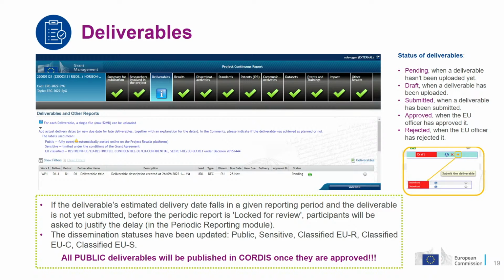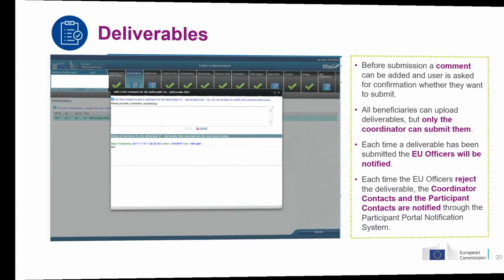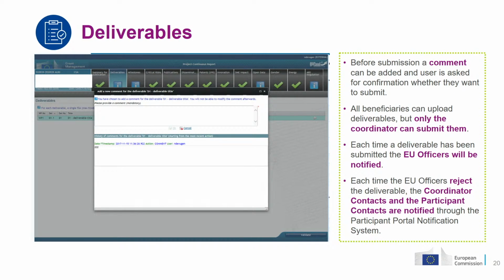The statuses can be pending if the system is waiting for you to submit it. It can be a draft if you have uploaded but not yet submitted. And then it can also be submitted, approved or rejected, depending on the actions that the project officer will take later. So if you have been delayed with the submission when the periodic report comes, you will receive a message and you will have to provide an explanation.